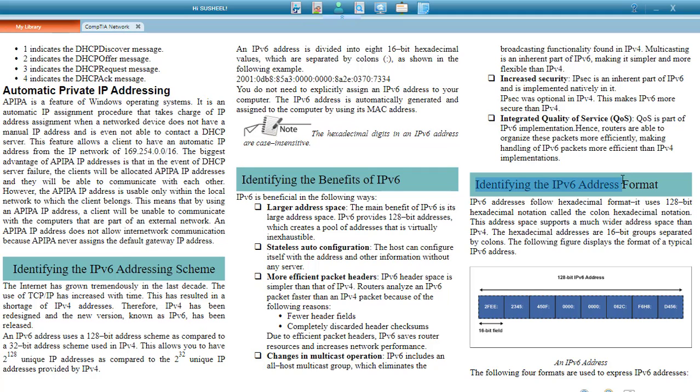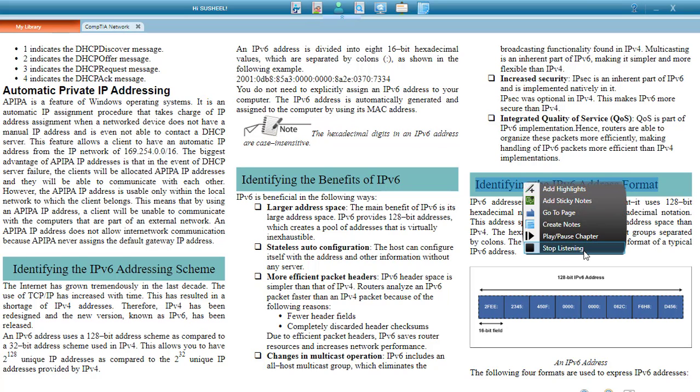More efficient packet headers. IPv6 header space is simpler than that of IPv4. Routers analyze an IPv6 packet faster than an IPv4 packet because of the following reasons. Fewer header fields. Completely discarded header checksums. Due to efficient packet headers, IPv6 saves router resources and increases network performance.